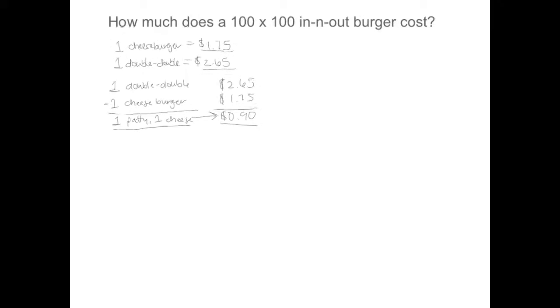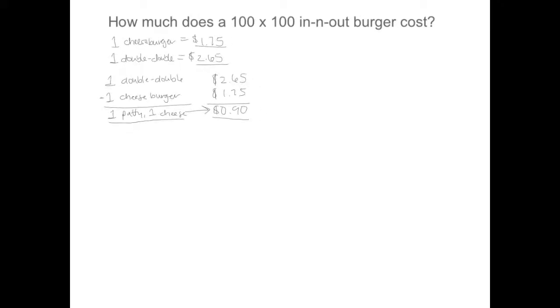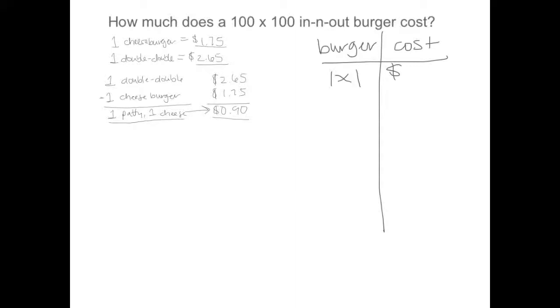So from there, I wanted to make a table to keep track of everything that I was finding. So I made a table with one side being the burger and one side being the cost. So I started with my normal cheeseburger, and instead of calling it a cheeseburger, I call it a 1 by 1 because it has one burger and one cheese, and that, as we said, cost $1.75. And a double double or a 2 by 2 cost $2.65.